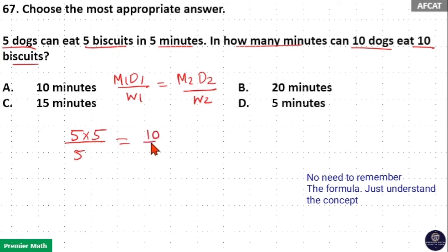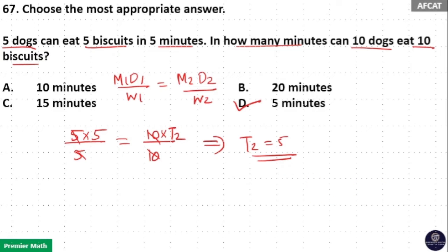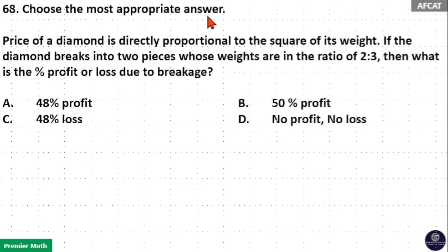Then 10 dogs can eat 10 biscuits. Here 10 biscuits is the work rate. 10 biscuits in how many minutes? Here 10 cancels, 5 cancels, T2 is equal to 5 minutes. So option D is your answer. That is, 10 dogs can eat 10 biscuits in 5 minutes. Choose the most appropriate answer.